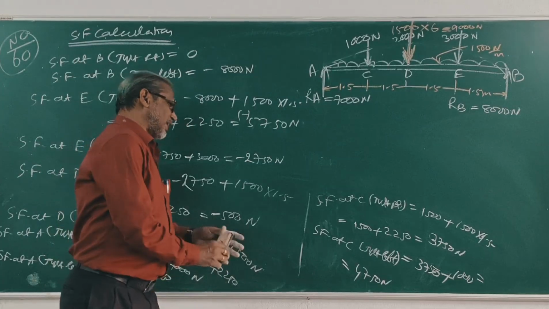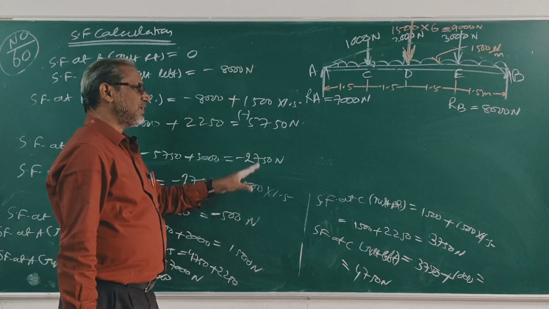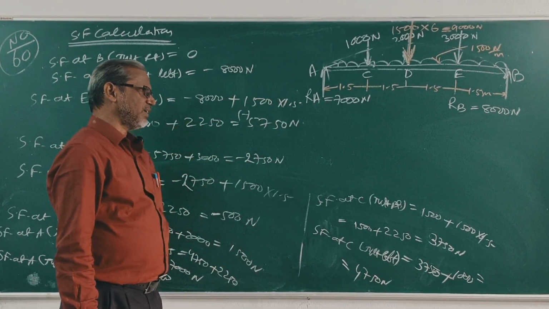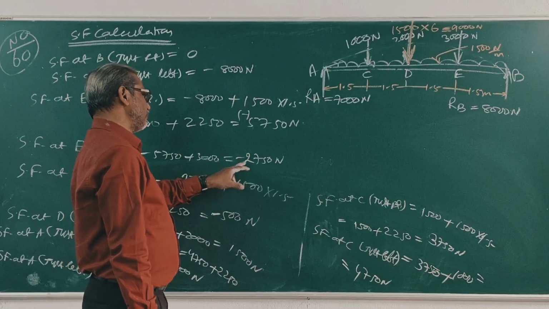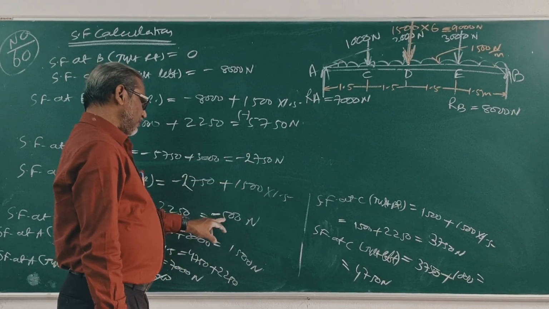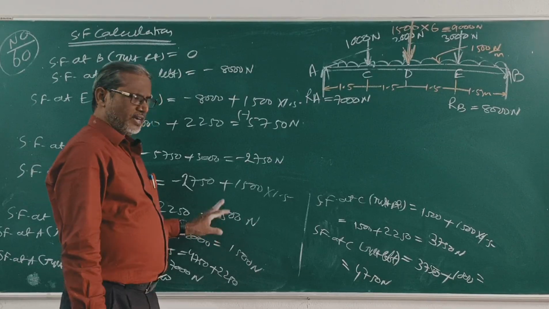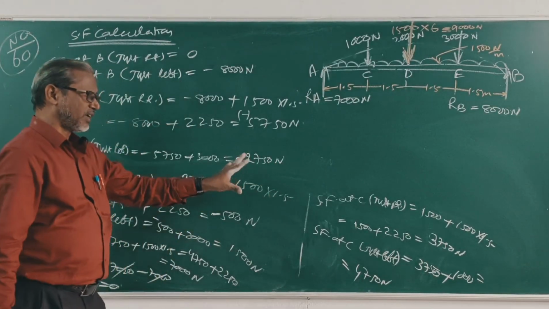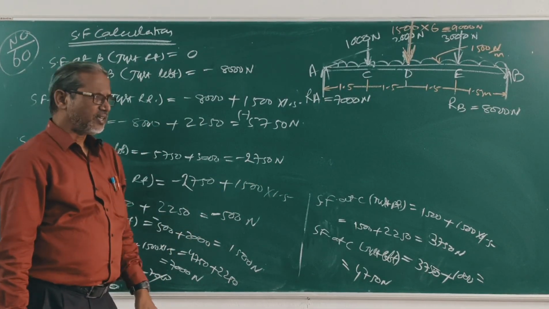So a negative sign makes our problem difficult to solve. This should be negative. 500 Newton will be negative. Clear? Now the answer is correct. This is the correct answer. Now draw the SF diagram.